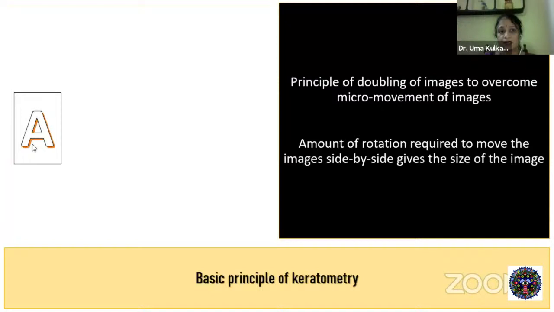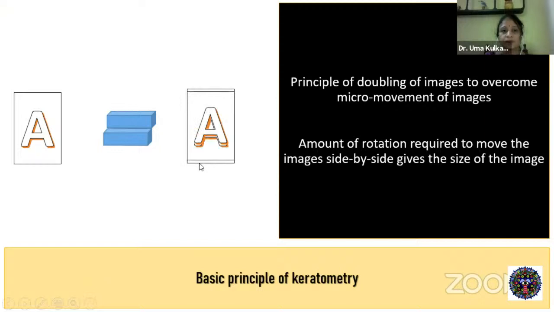The principle for keratometry is measuring the size by using something called the principle of doubling of images. So let's see this now. This is the object we are talking about. By using two glass prisms, the rays of light pass through them and an image is formed by each of these glass prisms. So there are two images which are formed here. Now that the glass prisms are very close to each other, the images are also very close to each other.